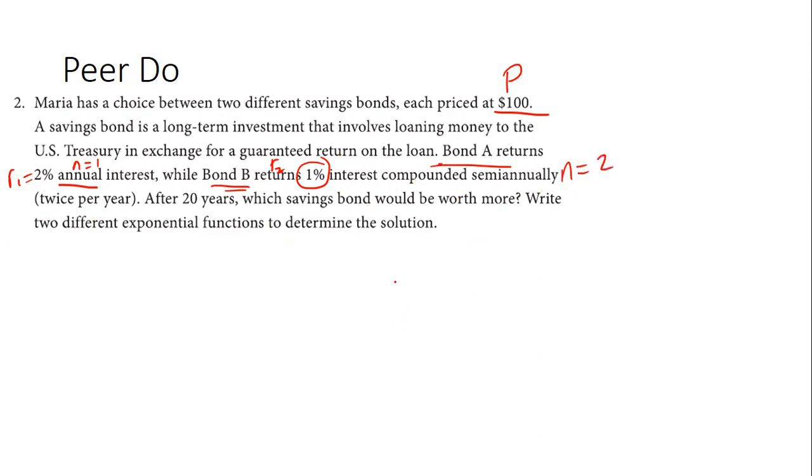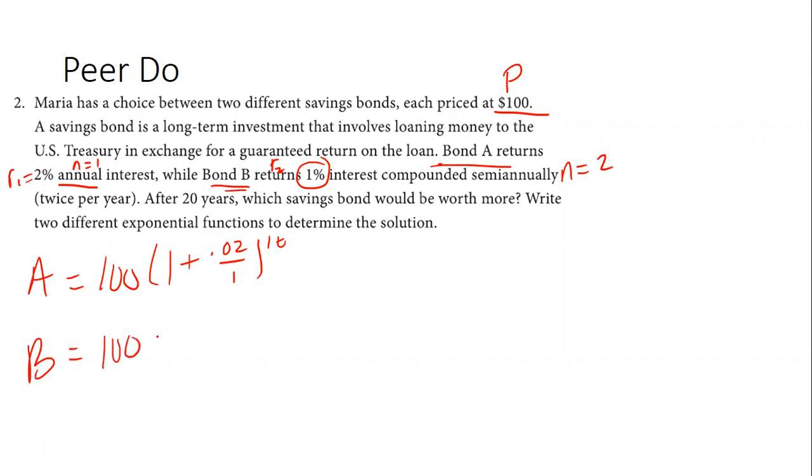So I have 2 different models here. So the first one for bond A, I'm just going to write an A. A is going to equal 100 times 1 plus 0.02 over 1 to the 1 times T. Agree? All right, bond B, I'm going to write as B equals 100, good job, over 2.